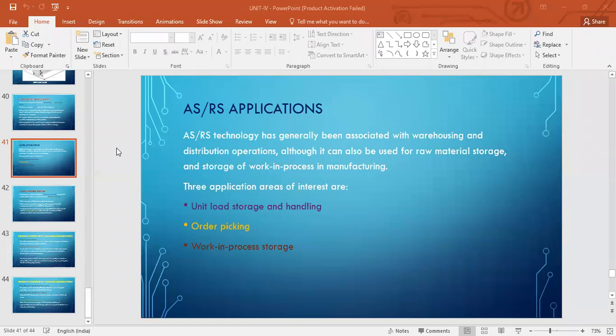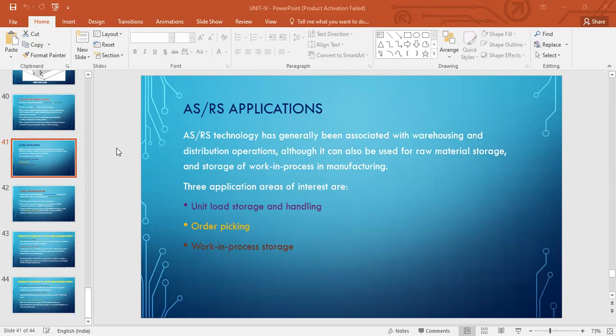So generally, what is heard of is warehousing, right? Warehousing and distribution operations like Amazon. They are more popular in using these automated storage and retrieval systems. But it can also be used for raw material storage and work in process in manufacturing. When it comes to the manufacturing context, we are storing it for work in process.